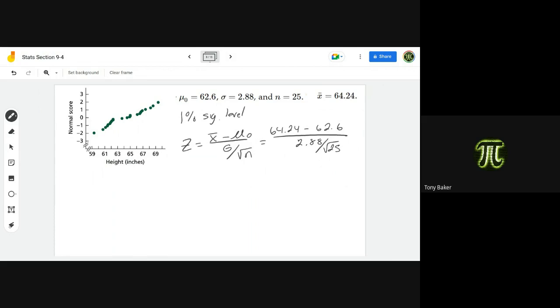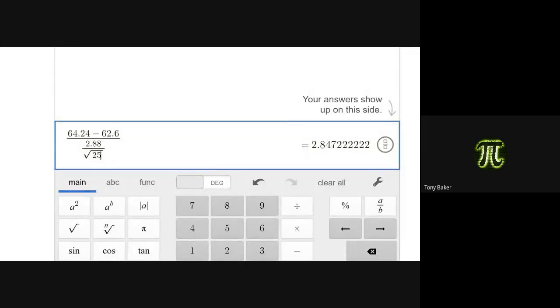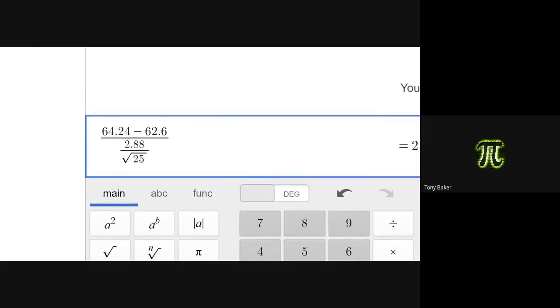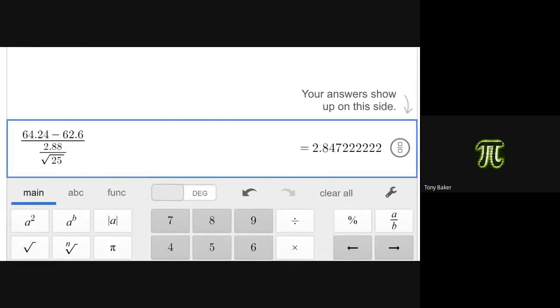This is not one that I would try to do on your regular calculator on your phone. I would use Desmos for this, because when you set this up, if you don't put parentheses in the right spots, you most likely are going to have the wrong answer. So the nice thing when you're using Desmos is it will show you exactly how you typed it in, so you know you typed it in correctly. So you can see how that's exactly as the formula looks. Okay. And we get 2.85. So the Z table always looks at 2 decimal places, so go to 2 decimal places for this. So 2.85. That's my Z.